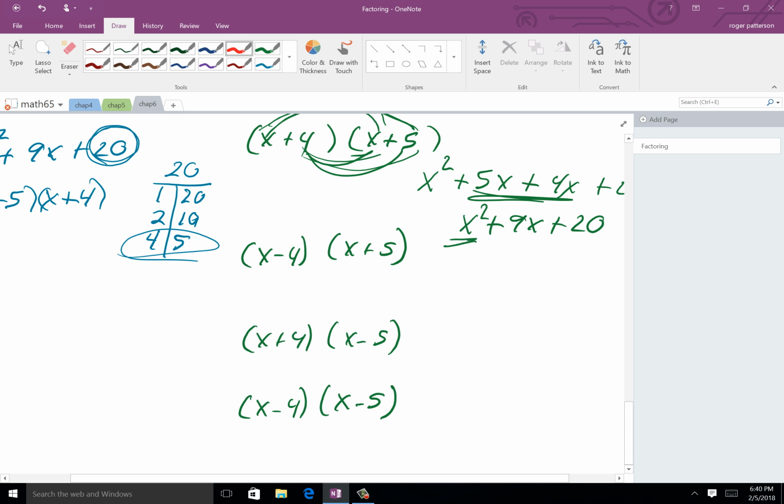All right, so let's try this one. Do this one in red here. Okay, so I'm going to FOIL it. So we get x squared. And then what are we going to get when we go x times 5? We're going to get what there?